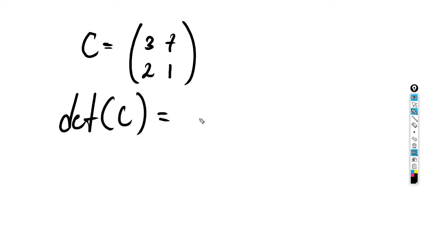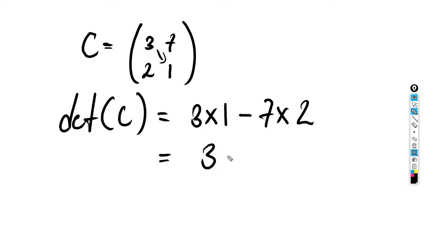It's going to be 3 times 1. You multiply the main diagonal, right? Subtracted by the multiplication of the other diagonal. So it's 7 times 2. And you're going to get what? 3 minus 14. Wow, we're going to get something really negative in this case. So we're going to get negative 11. Really negative, but it's still right though. That's the determinant of C, negative 11.